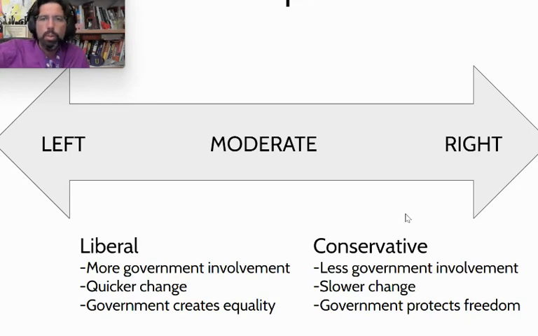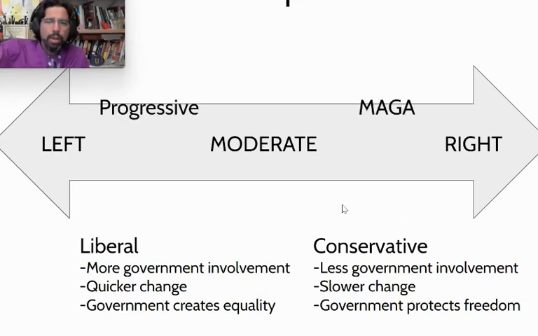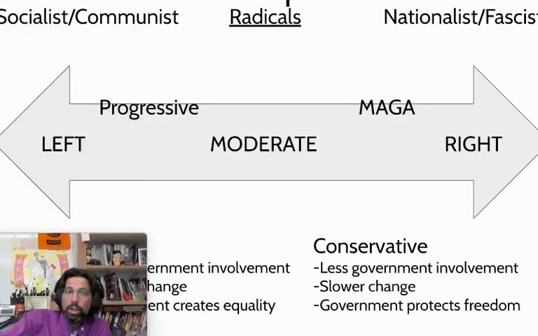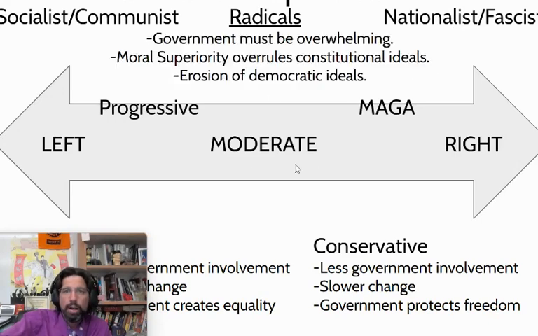Most Americans are somewhere in the middle. You have these new groups that have pulled a lot of the party farther left and farther right. That is the Progressive and the Make America Great Again movements. If we get super radical on the left or right, you get socialists or communists versus nationalists and fascists. Are there these in the United States? Yeah, there are. They're actually pretty rare. Again, most Americans are very much in the middle, moderate.